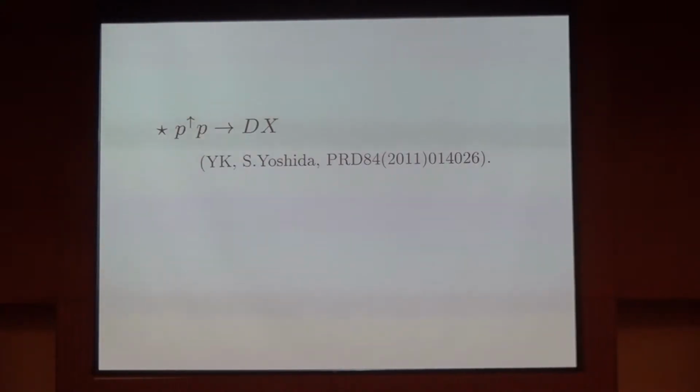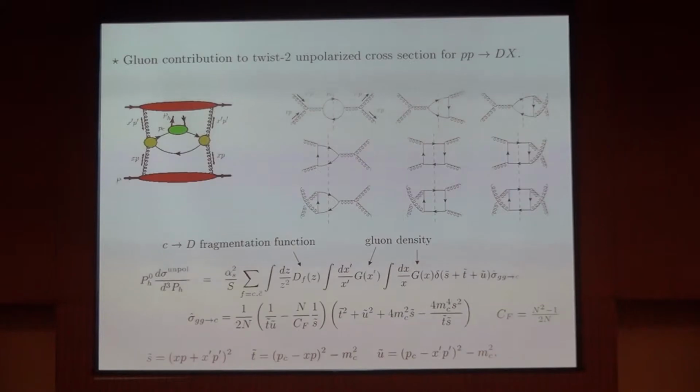Because heavy quark production is dominated by the gluon fusion process, in order to study the pure gluonic contribution to the single spin asymmetry, the single spin asymmetry in heavy quark production is very useful. So we studied this process.